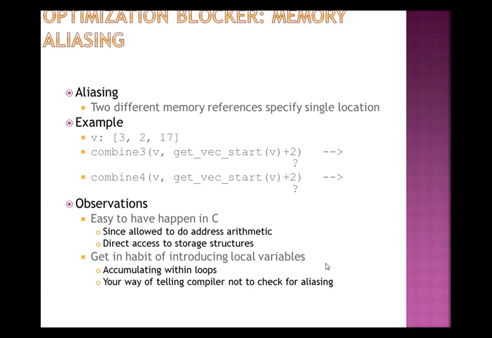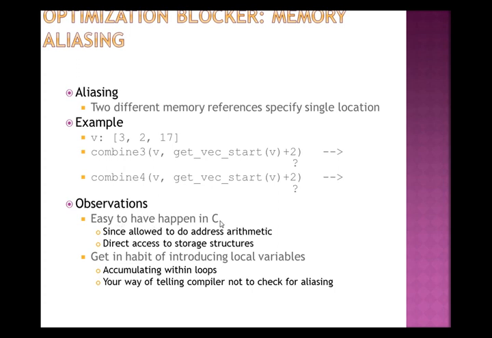Example, V equals to 3, 17. Combine 3. That is V, get VC start. This is the function. This is the start function plus 2. Then get VC start V plus 2. This is your next function. Observations.